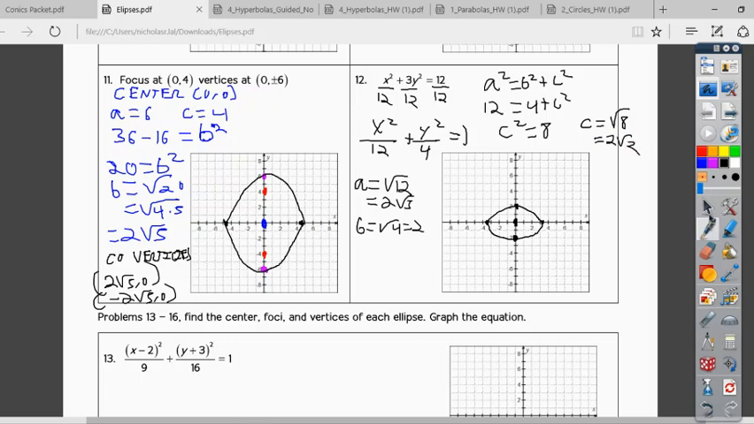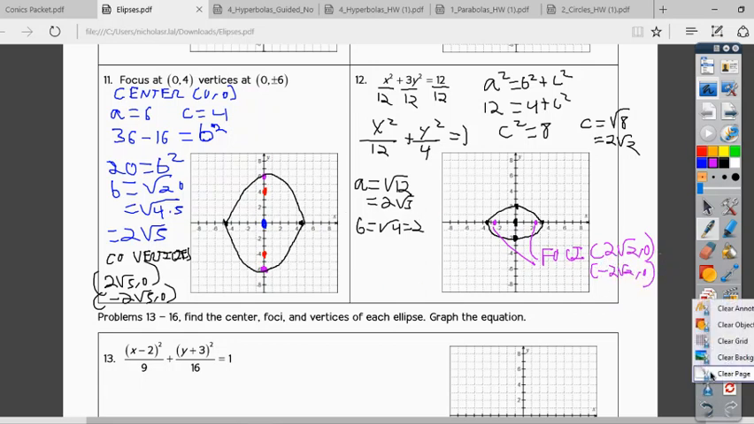So that's going to be 1.4 times 2 is 2.8. So our foci are going to be right here. The foci are in purple. The foci are going to be at 2 root 2, 0 and negative 2 root 2, 0. So that's 11, 12.